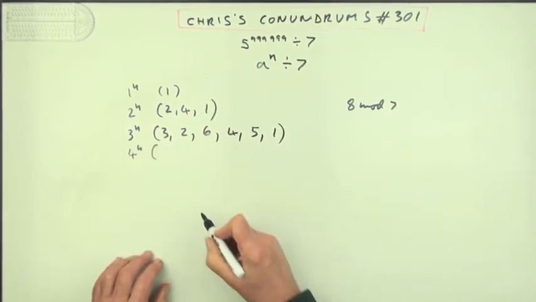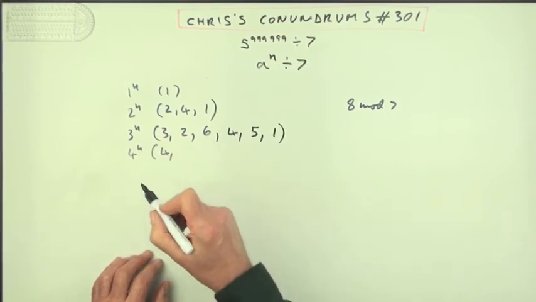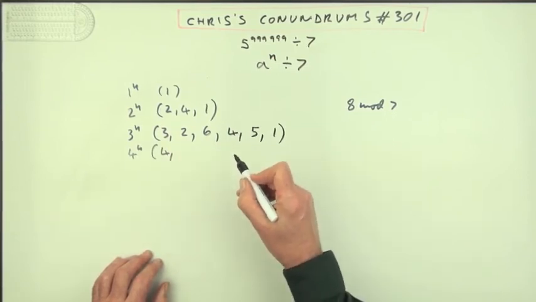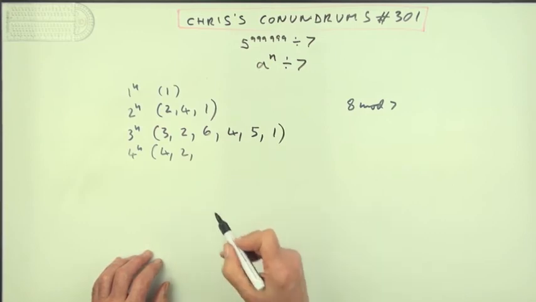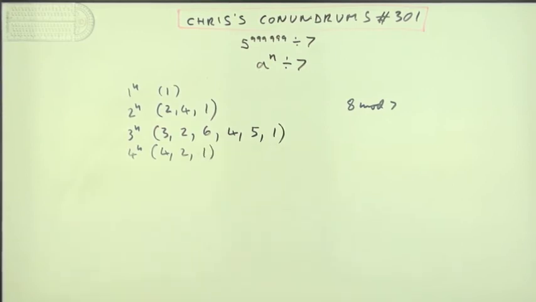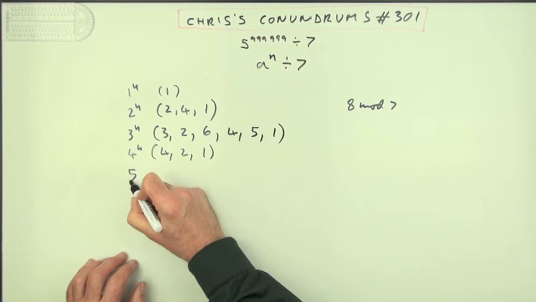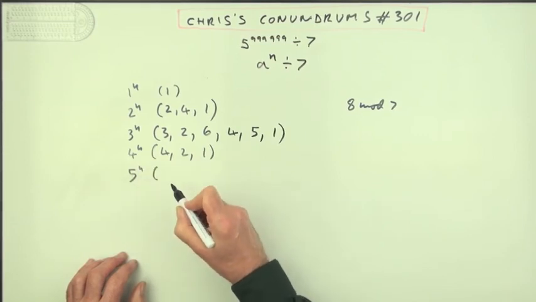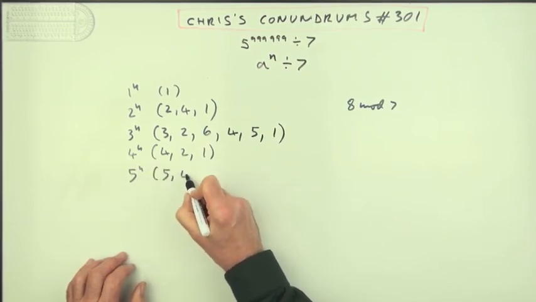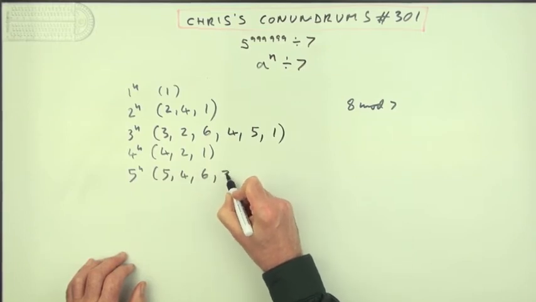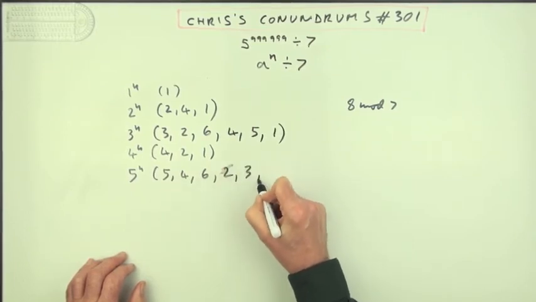4 to the n, start with a 4. Times 4 is going to be 16, that's a 2. Times 4 again is 8, that's a 1, that's it terminated. 5 we did already. What was that again for the 5? It was 5, 4, 6, whoops, 2, 3, 1.